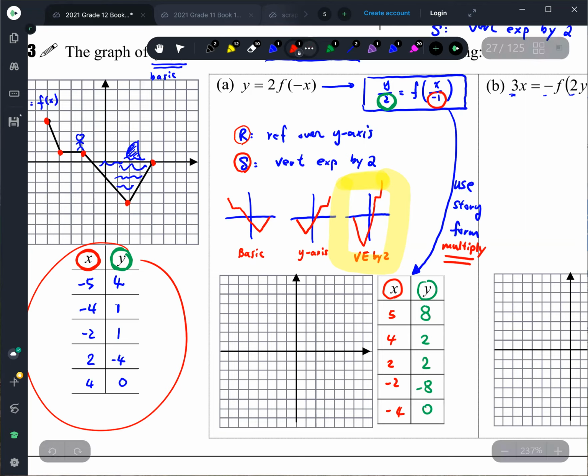Okay, let's graph the points. 5, 8. 1, 2, 3, 4, 5, 8 will be up here. Right, you can see it's much taller. 4, 2, 2, 2, -2, -8, -4, 0. Right, the width is still the same as before, but the height becomes taller.